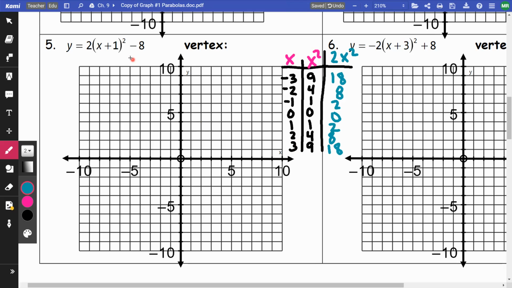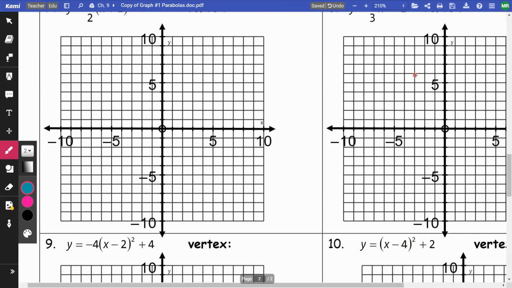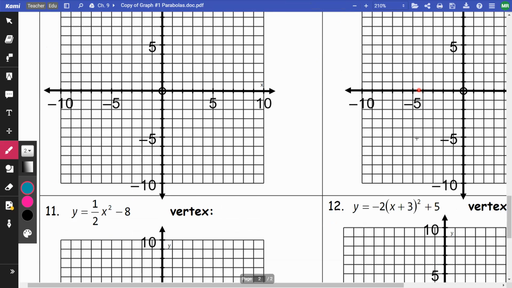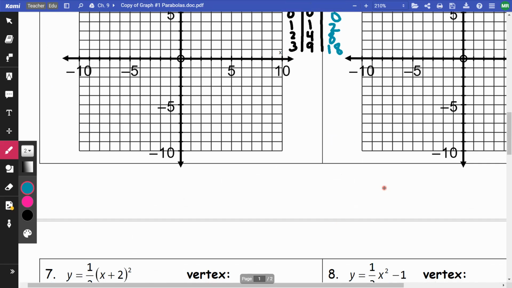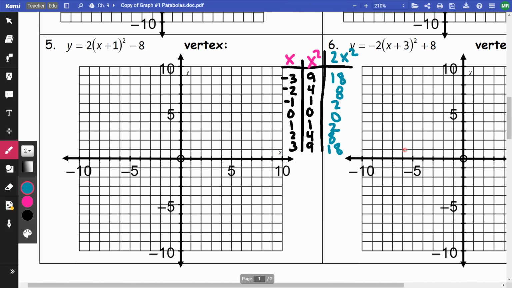So I don't care if it's number 5 or 6, or 12. Each of these that has a stretch of 2, I'm basically thinking about these heights here. If I go 1 away, 1 squared was 1, and then I double it, I'm going to go up 2. 2 away, 2 squared is 4, I double it, I get 8. I'm going to go 8 up. 3 squared is 9, I double it, I get 18.